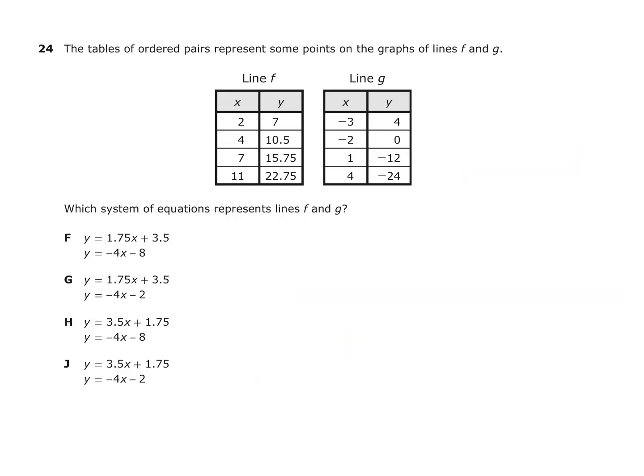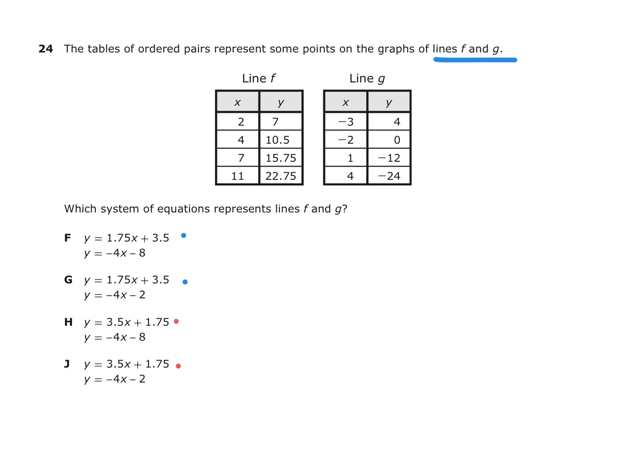Number 24, you have a table of ordered pairs representing some points on the graphs of lines F and G. So you have two lines, F and G, and you have the points, ordered pairs that are given for each one. And then they're going to ask which system of equations represents F and G. Okay, I noticed that for answer F and answer G, those two are the same. And also I noticed that for answers H and J, those two are the same.